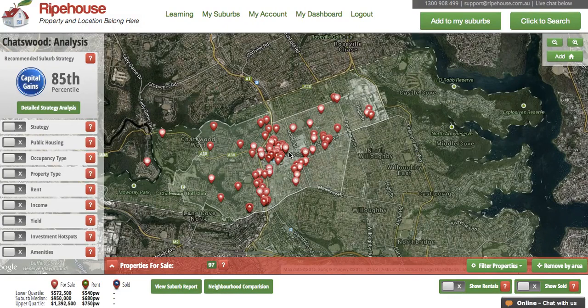This quick demonstration will show us how we're going to dissect this suburb in question, which is Chatswood in Sydney, on a street-by-street basis to work out the exact areas and streets within Chatswood that have the highest potential matched against our strategy. And in this case, for this example, our personal strategy is going to be capital growth.